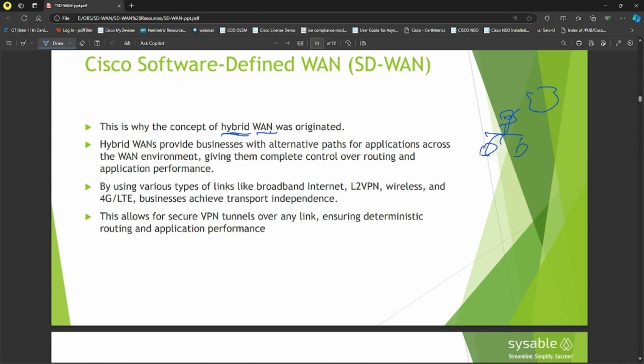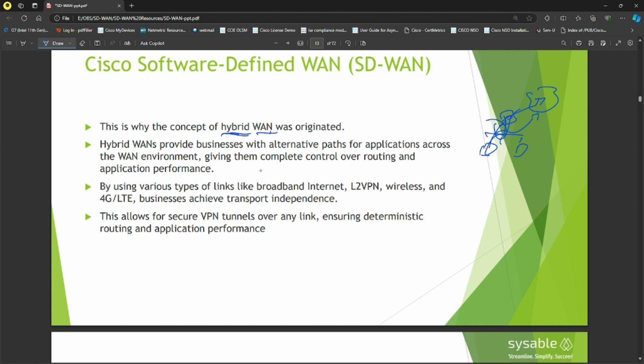Hybrid WANs provide the business with alternative paths for applications across the WAN environment. So you have the business internet going to the data center from here, then connecting to the cloud, or you just go directly to the cloud, direct cloud access or application access. So you have two different paths. If you have multiple paths, you can utilize those paths in order to communicate with your application.